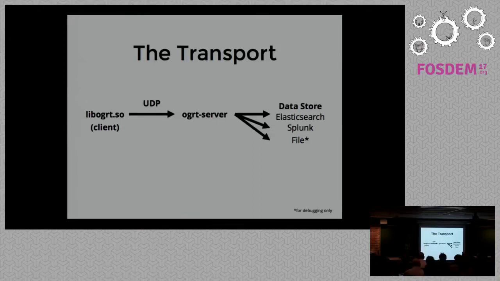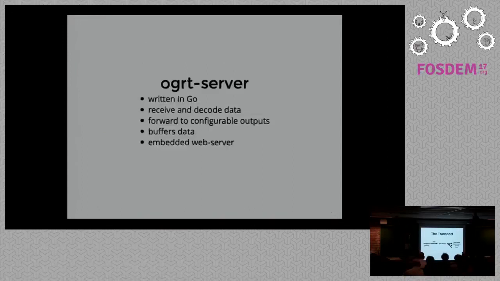At the moment, the data stores implemented are Elasticsearch and Splunk. File is also there, but that's for debugging only. So don't use this in production. The server itself is written in Go. It just takes the UDP packet, opens it up, decodes it. Internally it's a protobuf, so if you would like to write your own OGRT, it would be compatible.